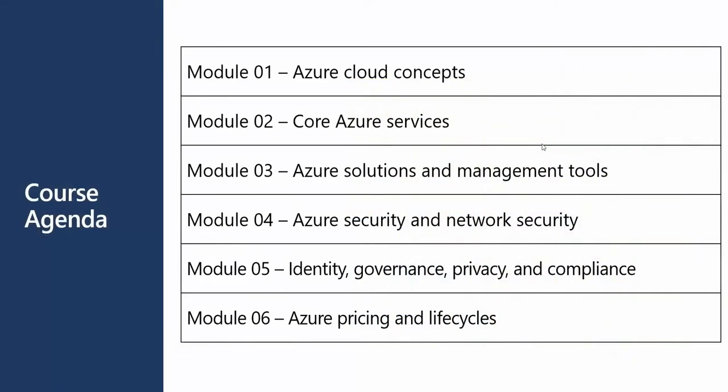The course has 6 modules. Module 1 will be Cloud Concepts. Module 2 will talk about Azure Core Services. Module 3 is all about Solutions and Management Tools. Module 4 will look at Security and Network Security. Module 5 will look at Identity, Governance, Privacy, and Compliance. Ending off with Module 6, which is Azure Pricing and Life Cycles.